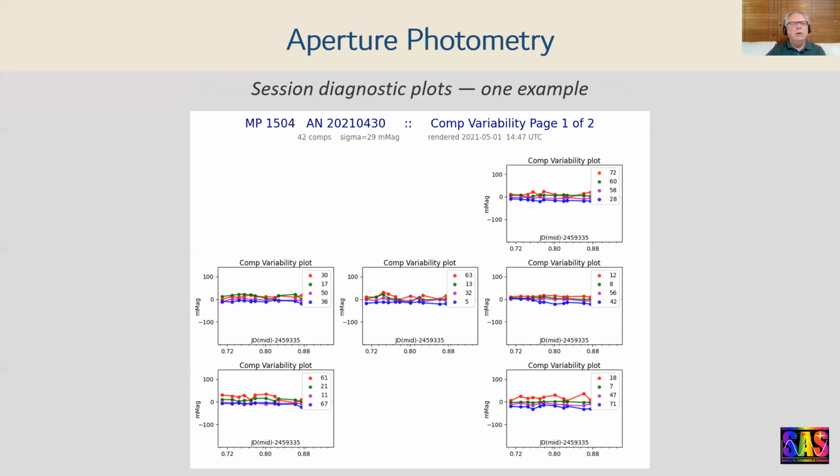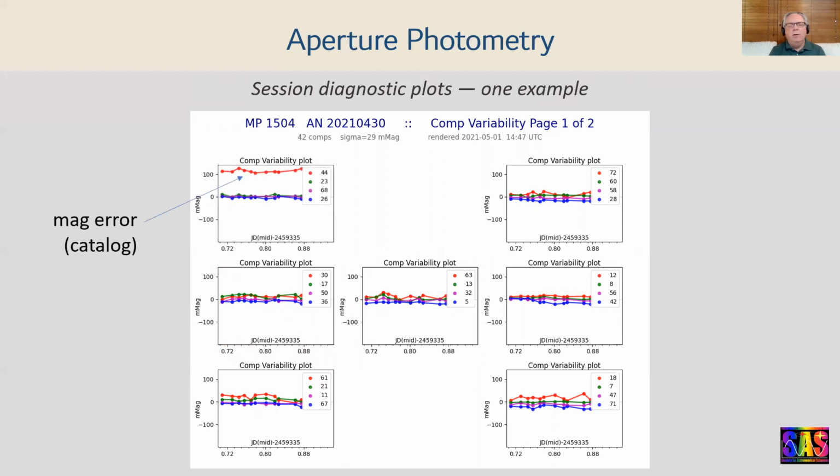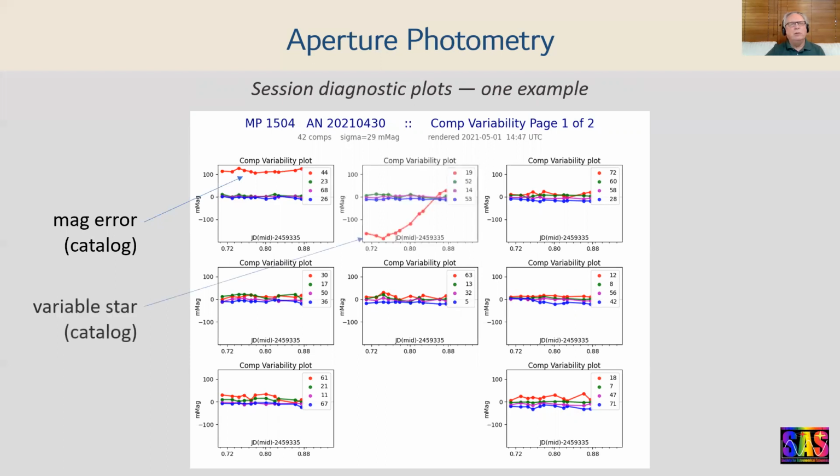Here are a series of very good diagnostic plots. You have time across the bottom and difference from its peer comp stars in the vertical direction. And you can see these are all very well behaved. Those are all good comp stars that will get used, but there are occasional outliers. That's a magnitude error in the catalog. It's systematically different by a large extent. So you get rid of that comp star before you do your regressions.